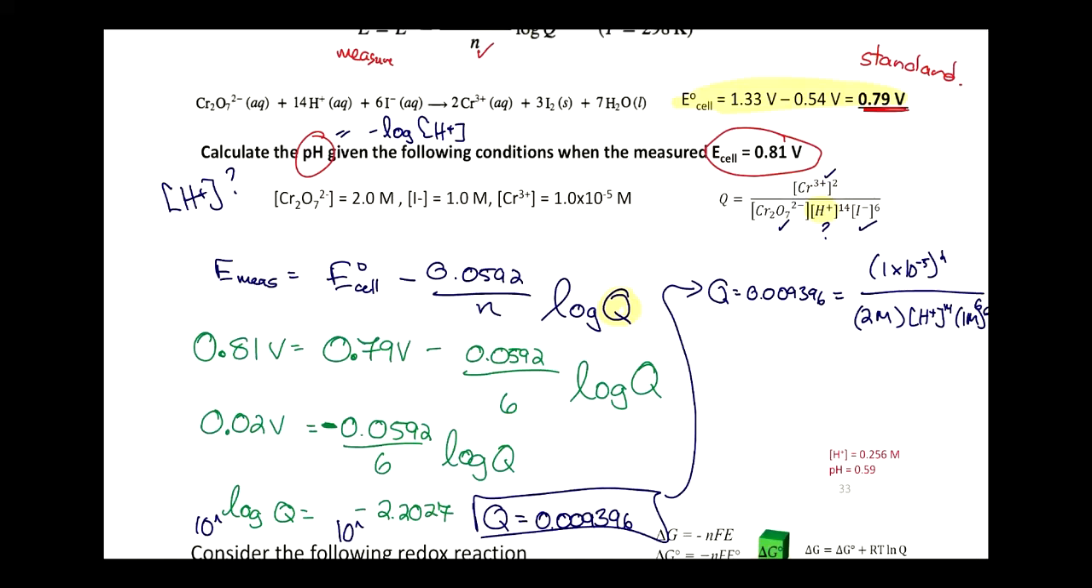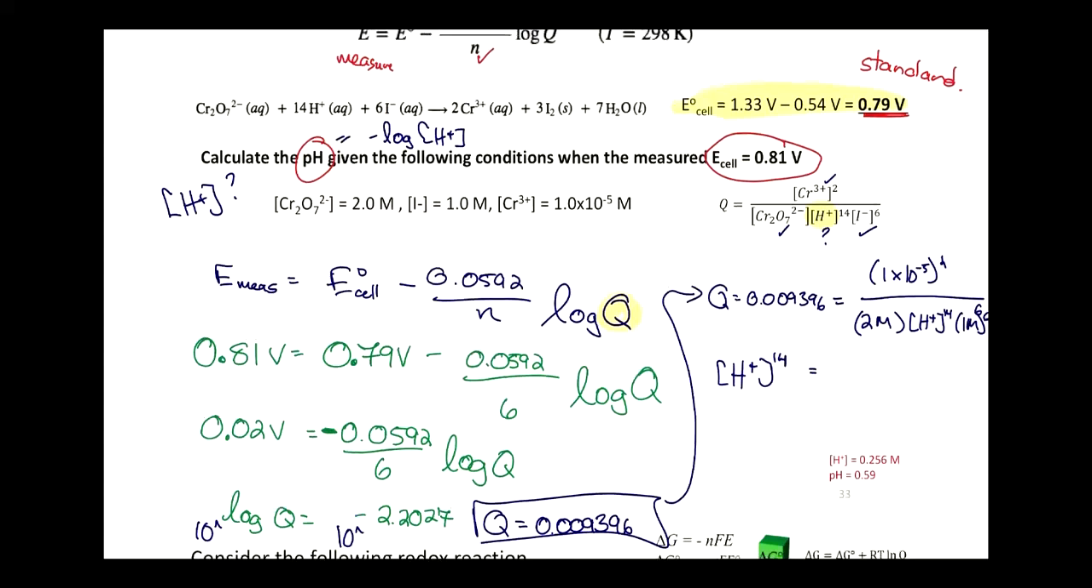All right, so let's move some things around to isolate that H plus concentration to the 14th. I'm going to multiply both sides by H plus to the 14th to put it on the other side. I'm going to divide all of this stuff from one another and then divide that value of Q out. So this is going to be 1e to the negative 5 squared over 2, divided by 2, divided by 0.009396. And so we see that H plus to the 14th power is 5.32 times 10 to the negative 19.